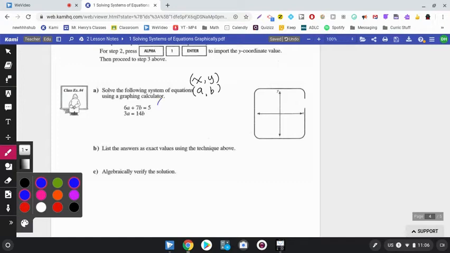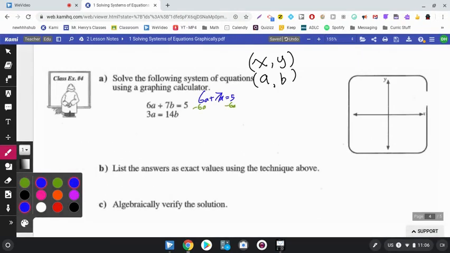Not a lot of room to do this, so I'll just do it on the side. 6a plus 7b equals 5. Subtract the 6a, subtract the 6a. 7b equals negative 6a plus 5. And then I divide by 7. So I'm dealing with some fractions. b equals negative 6/7 a plus 5/7.